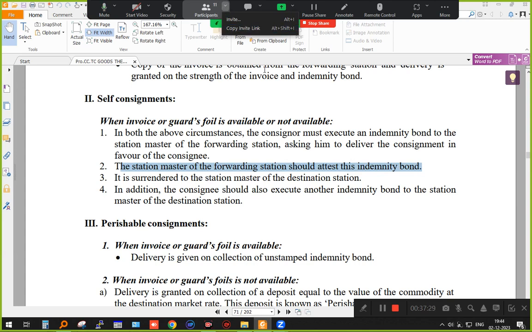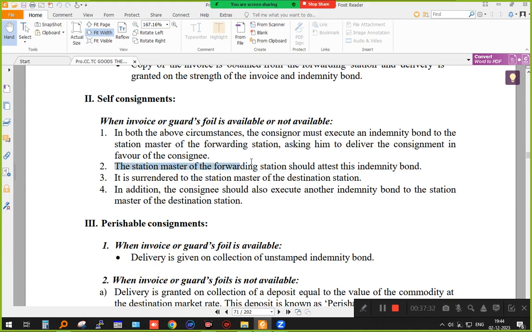I'll continue. So the station master of the forwarding station should attest this indemnity bond. What will he attest? What do you think will be attested? Verify the identity of that person. Exactly, but from what? What is the document that he has that nobody else has? His identity card? No. The indemnity bond is filled only by the consignee. What does the forwarding station have that the destination station does not have?